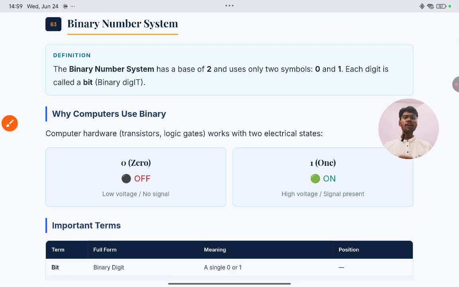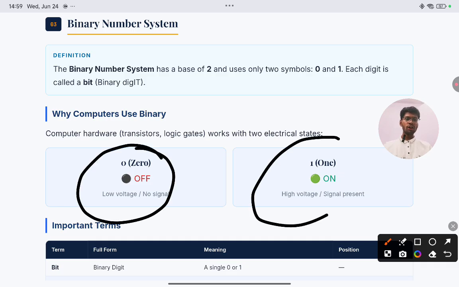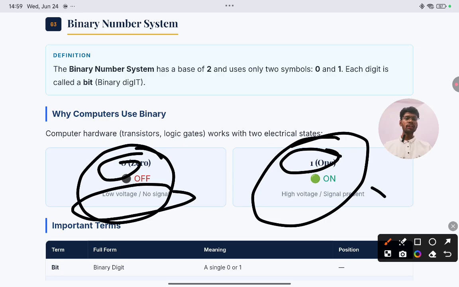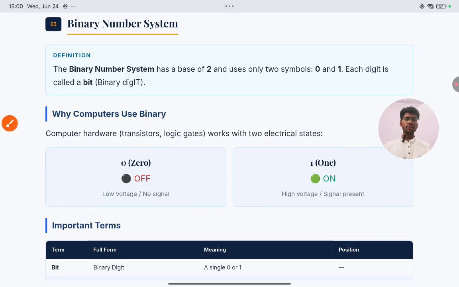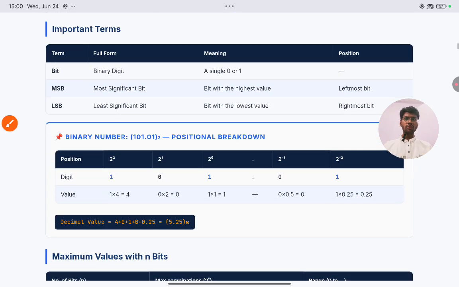Then we go ahead to the binary number system. In the binary number system, there's an on state and an off state. So it has 0 and 1. 0 means low voltage, no signal. 1 represents high voltage, a signal is present. Our computer hardware, transistors and logic gates all use these two electrical states: on and off, true or false, yes or no, right?